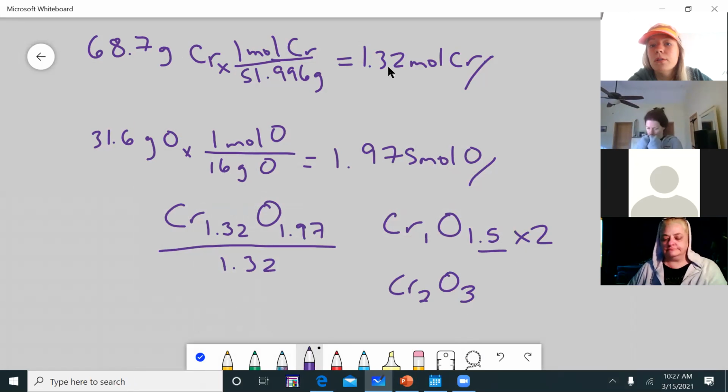So grams to moles, divide by the smallest, hope you get whole numbers. If you don't, multiply it by some sort of factor to get you to whole numbers.